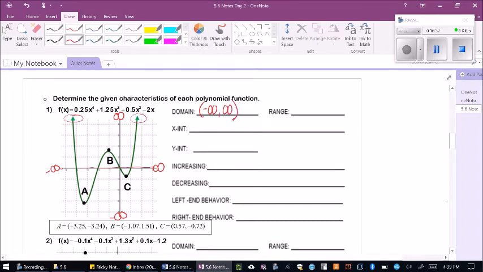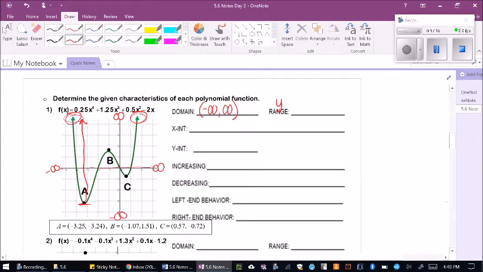Okay, my range now. So my range, I'm looking for a lowest y value to a highest y value. So I'm going to see that here, this point A, this is the lowest part of my graph, and then I want to go ahead and find the highest point. And so I would see that I'm going to keep going up. And this arrow tells me that this graph is going to continue to go up in that y direction.